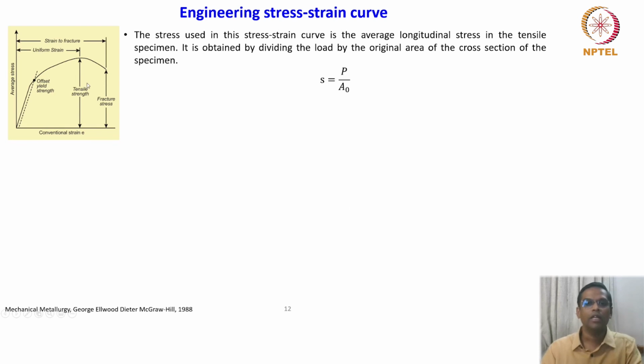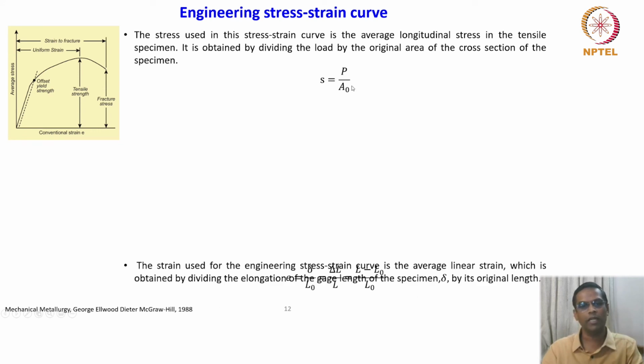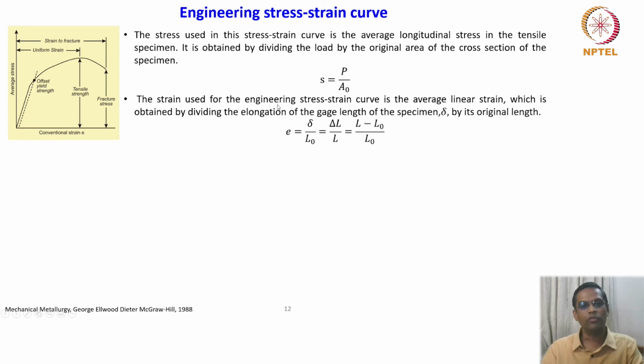Okay. So the engineering stress is represented by S in this textbook. I have just followed this reference mostly for this section. The engineering stress is given by S, which is equal to load divided by the original area. The strain used for the engineering stress strain curve is the average linear strain.